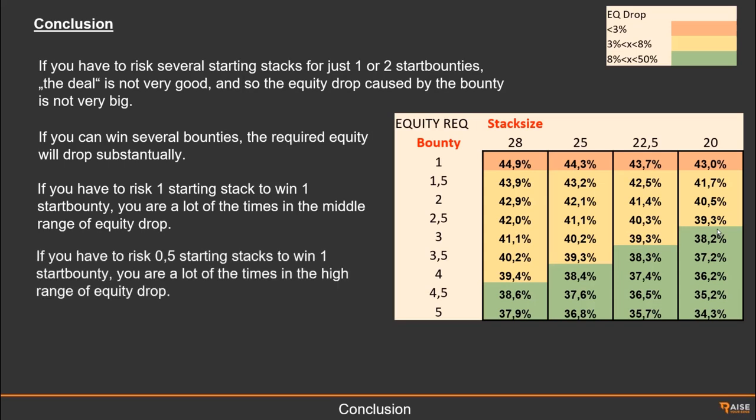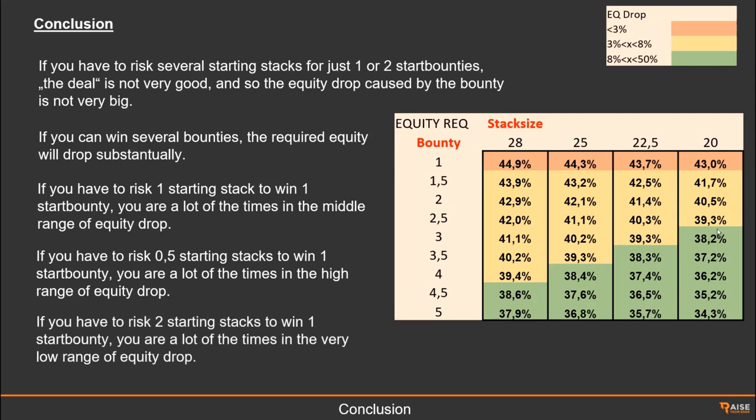If you have to risk 0.5 starting stacks to win 1 starting bounty or 1 starting stack to win 2 starting bounties, you're a lot of the times in the very high range of the equity drop, so bigger than 8%. If you have to risk 2 starting stacks to win 1 start bounty or 4 starting stacks to win 2 start bounties and so on, you're a lot of the times in the very low range of the equity drop. So the influence of the bounty is not very big.